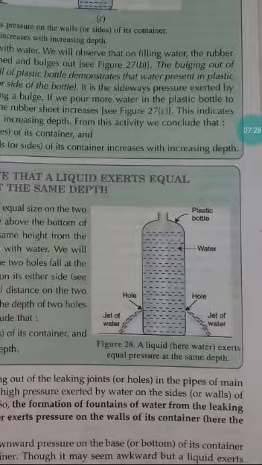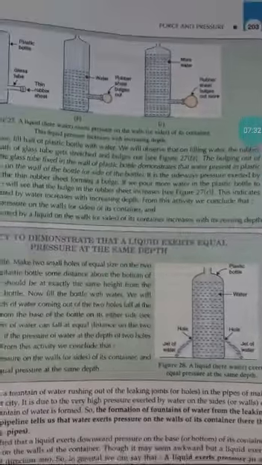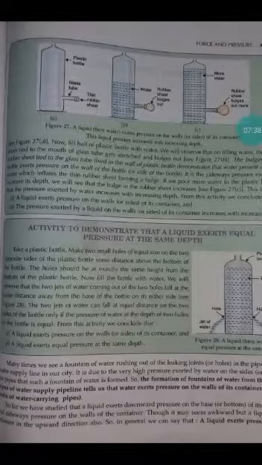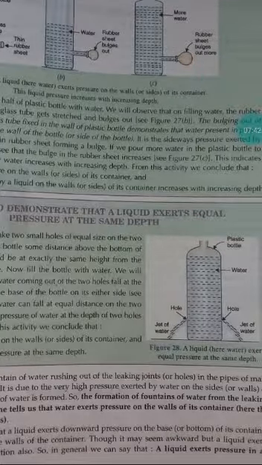Yes, two holes are made at equal distance and on the opposite sides of the bottle. Okay, the holes should be exactly at the same height. Now fill the bottle with water. We will observe two jets of water. These are jets of water, since we have discussed it.